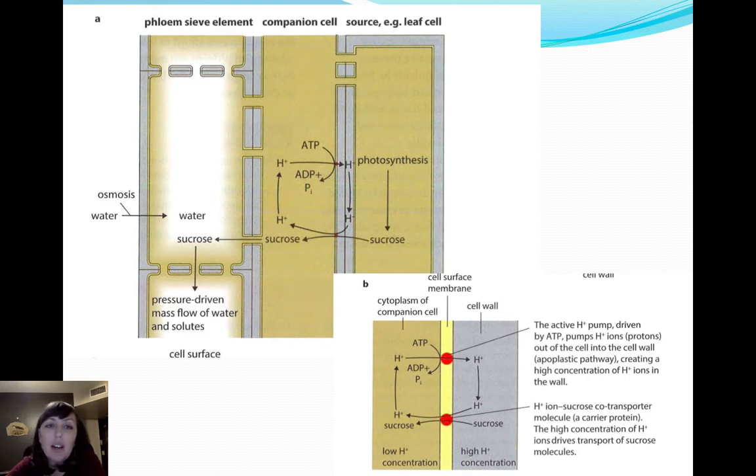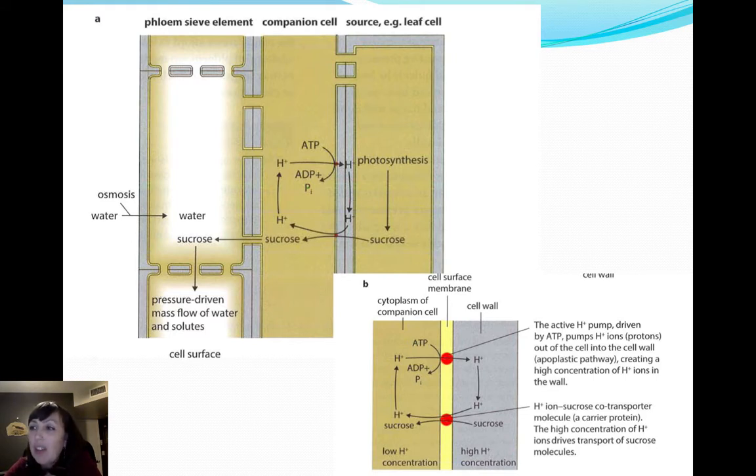So you can see images A and B here. In A, you can see the phloem sieve element, the companion cell, and the source. Okay, and this is really showing you the process where things are being loaded. The assimilates are being loaded into the sieve element, and in this case, again, this is sucrose. So the sucrose in solution is moving from the mesophyll cell, across the leaf to the phloem tissue.